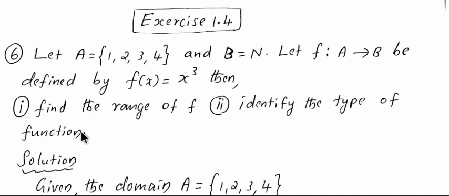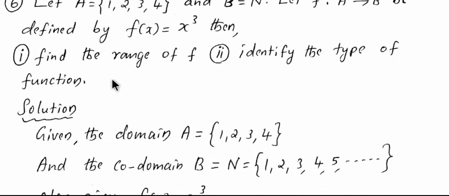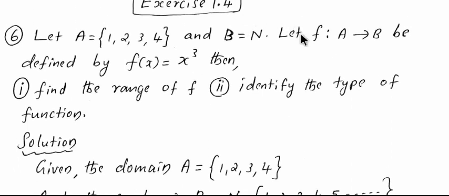Solution. In our question, f mapping A to B is given. It means the first set is the domain. A is the domain. B is the second set. B is the codomain. Write the domain and the codomain first.